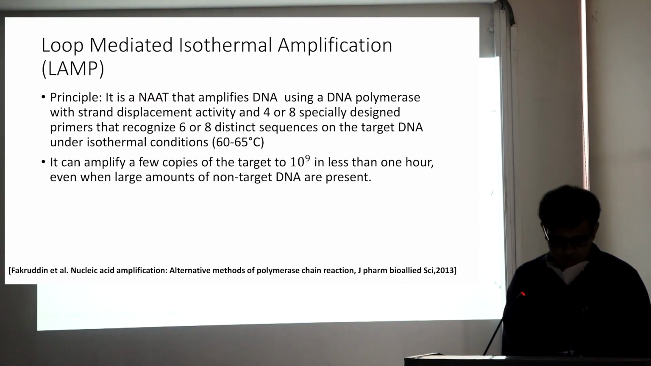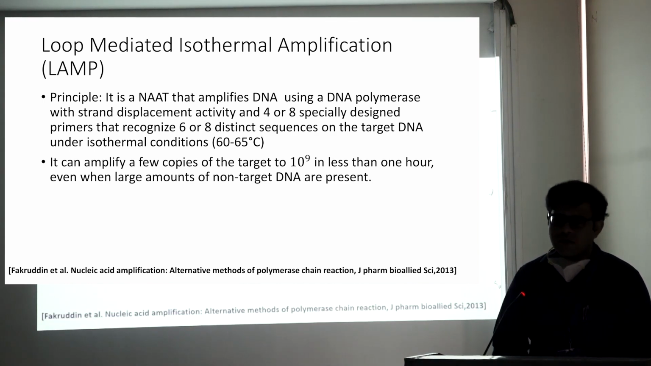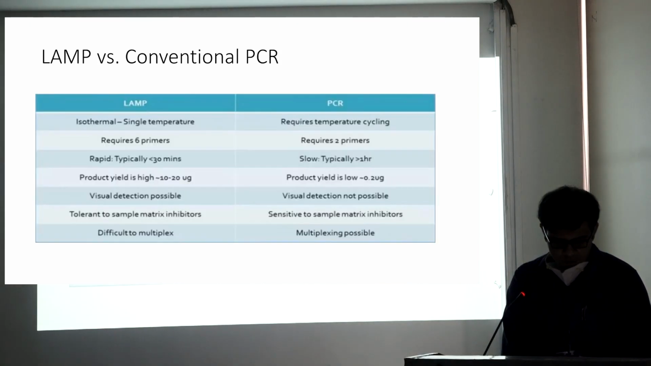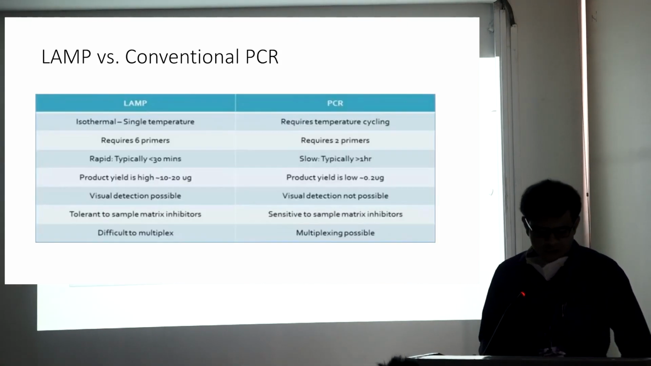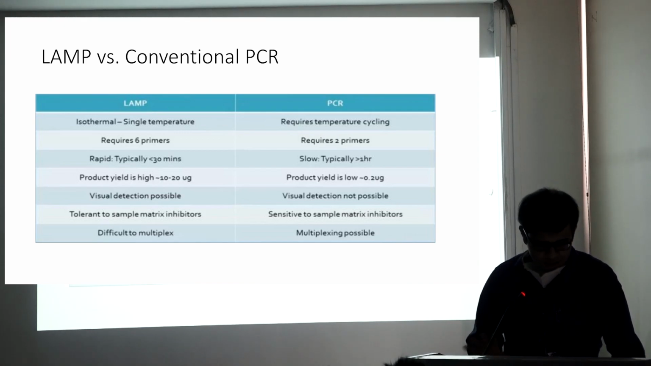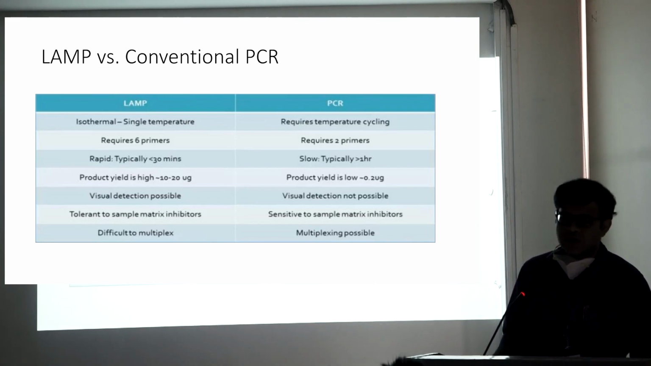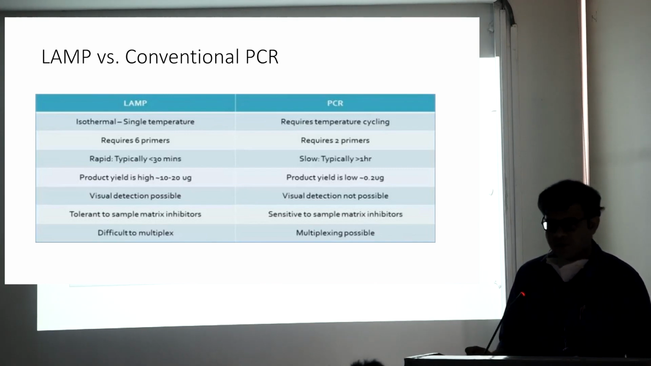Now, something about the isothermal NAAT: it is not available in the commercial market. Mostly it is done in research facilities. The difference is that it is a single temperature, and there are some technical details, but these are not necessary. The main thing is that it is difficult to multiplex. You are using this test for one particular organism only, like it is used for tuberculosis.